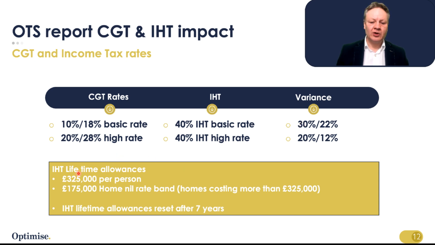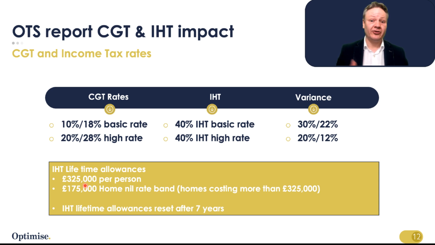Now, one thing I would want to bring to your attention is this IHT lifetime allowance. So every individual has got this IHT lifetime allowance of £325,000, which doubles up if you're a couple to £650,000. You've also got this IHT home nil rate band, or residential nil rate band, you might see it as, where homes cost more than £325,000. So ultimately, you could have an IHT band of £500,000 per person, which as a couple is £1 million. So you may not need to worry about inheritance tax at all unless your asset base is over £1 million.